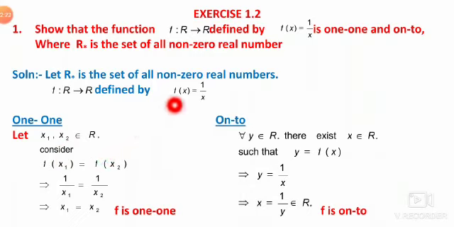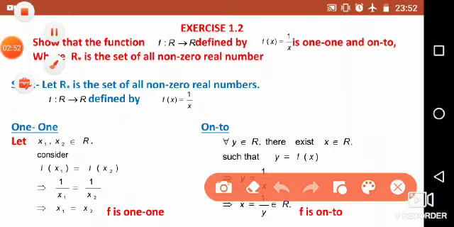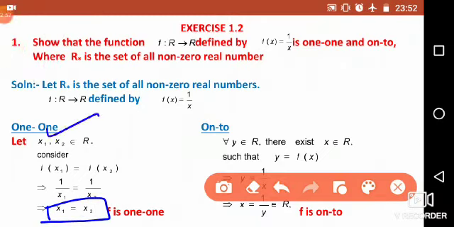As we know by the definition of the function, f of x is equal to 1 by x, therefore f of x1 will be equal to 1 by x1, and f of x2 is equal to 1 by x2. By cross multiplication of the denominators on both sides, we get x1 is equal to x2. We started with f of x1 is equal to f of x2, and we are concluding with x1 is equal to x2. Therefore, such functions are called 1-1 functions.